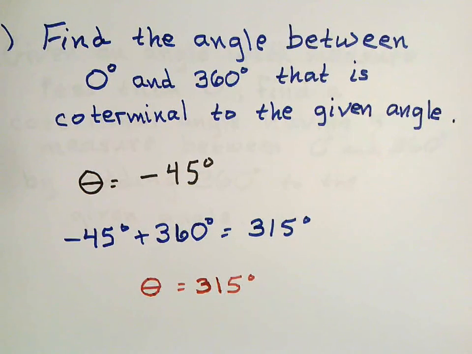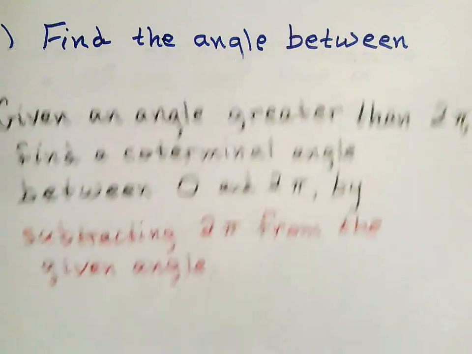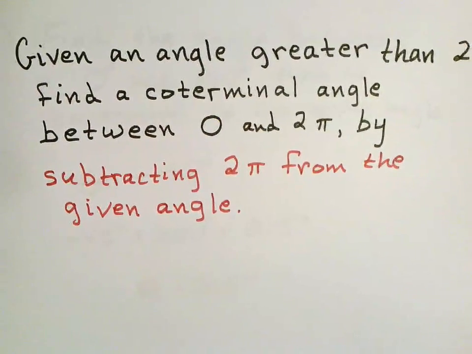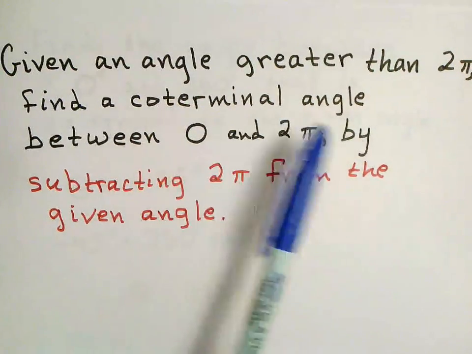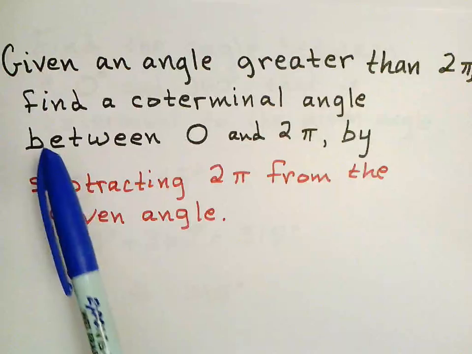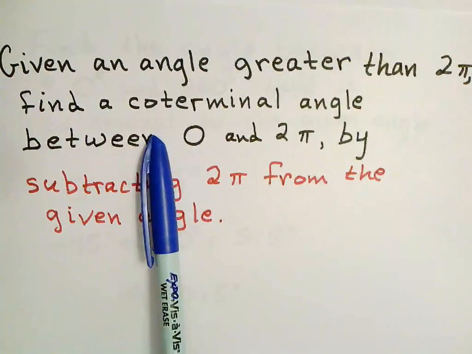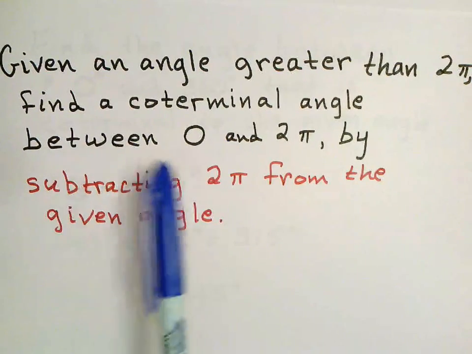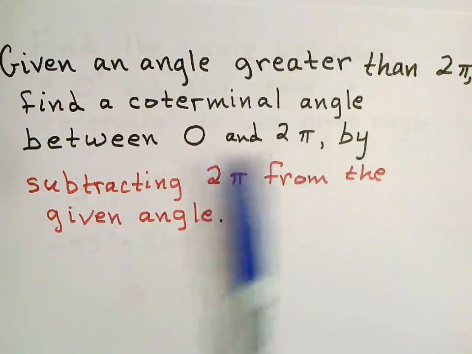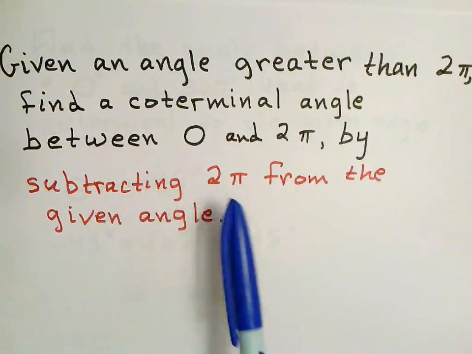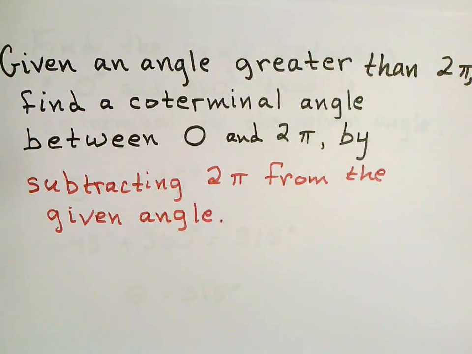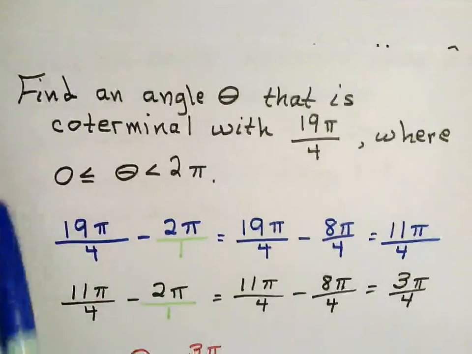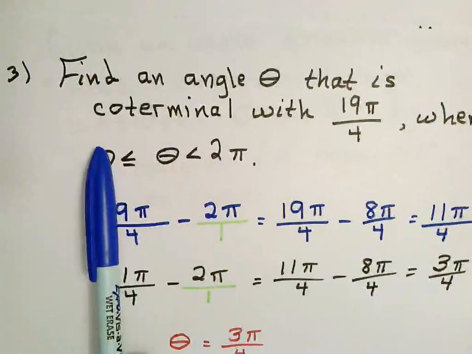Now remember, we can express an angle in radians also, which is just a change of degree measure to a real number. Given an angle greater than 2 pi radians, find a coterminal angle between 0 radians and 2 pi radians by subtracting 2 pi from the given angle. So this time we're going to be subtracting.